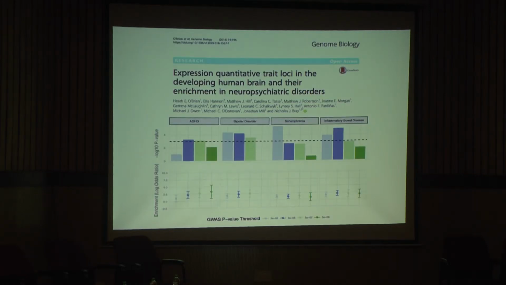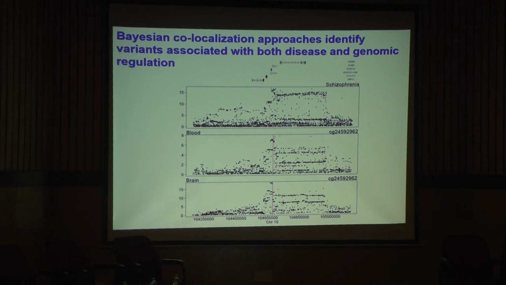And again, we've done very similar things using our RNA-seq data. This is a paper just published in Genome Biology with Nick Bray, again showing that just as mQTLs are highly enriched in fetal brain for GWAS variants, the same is true for expression QTLs as well.